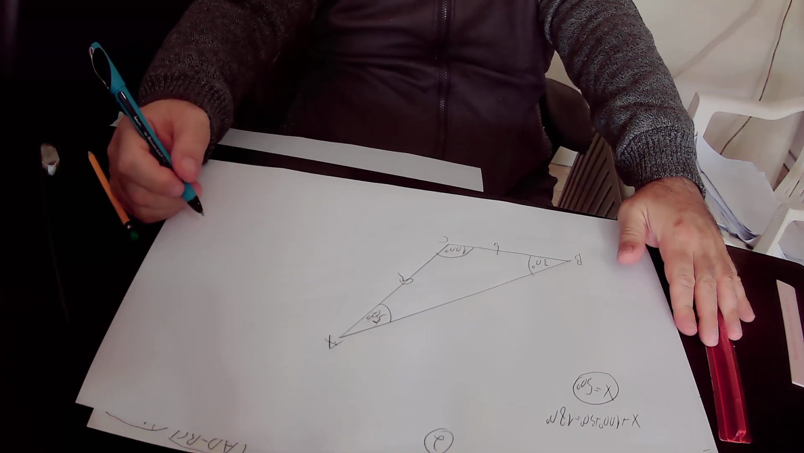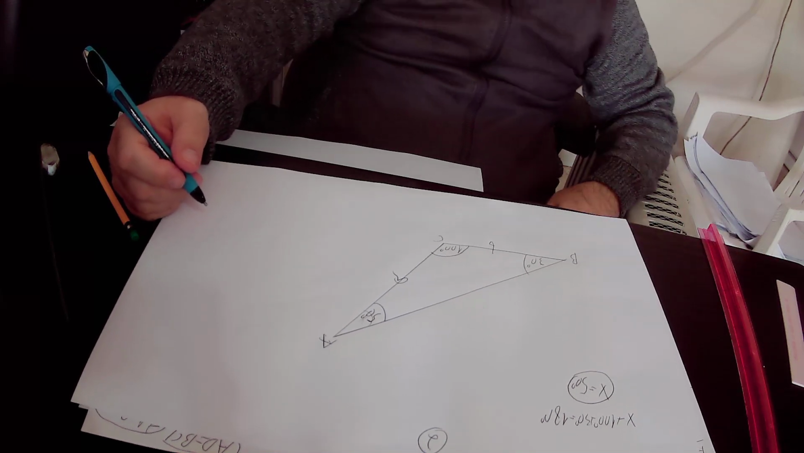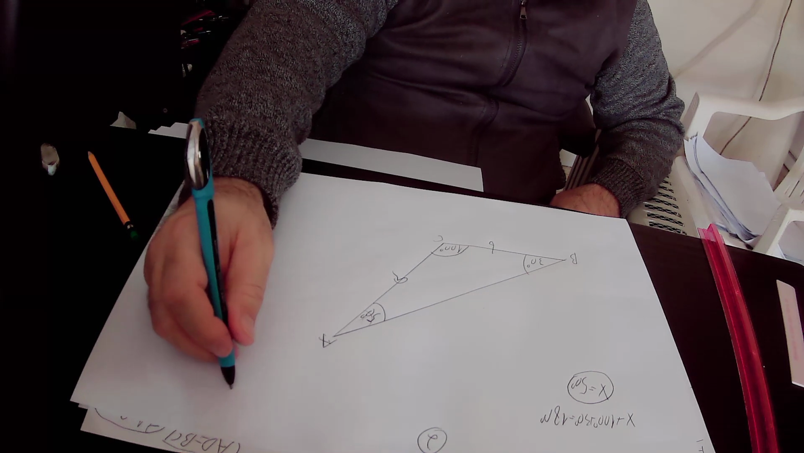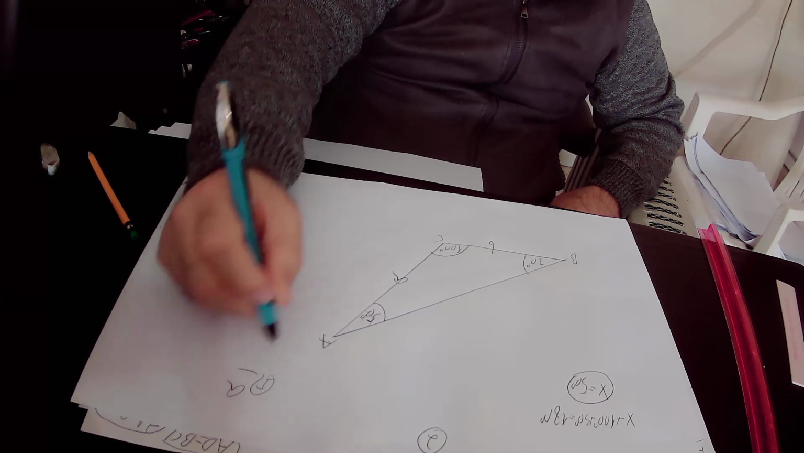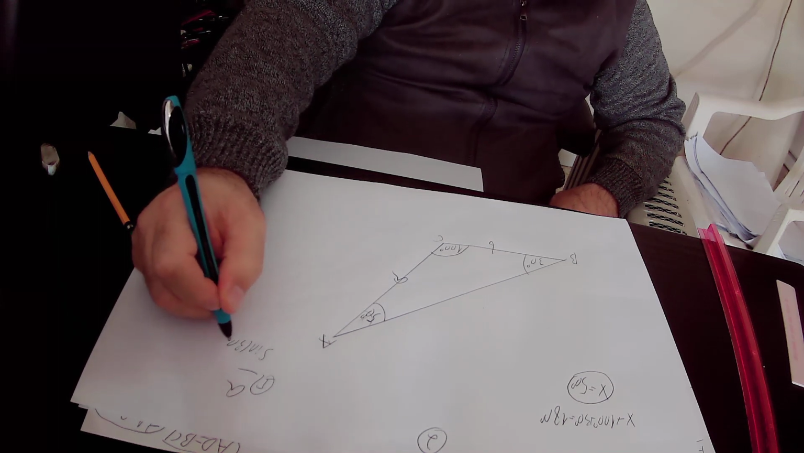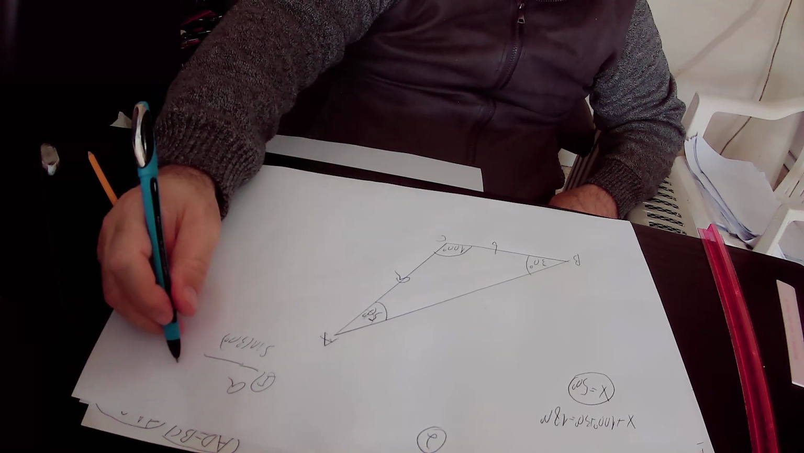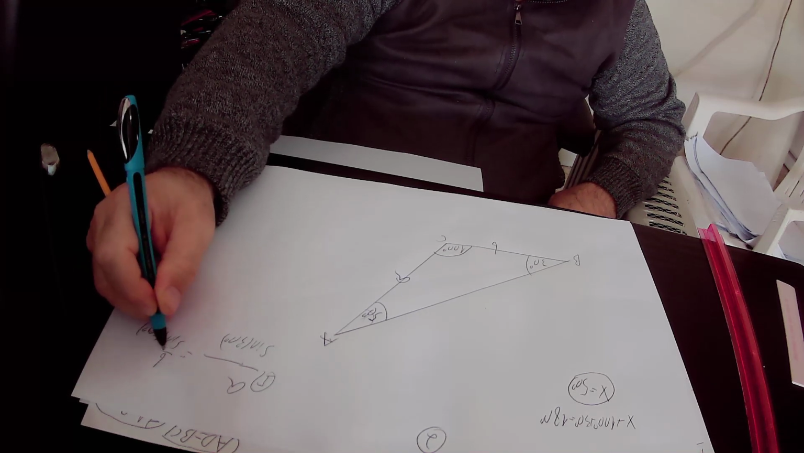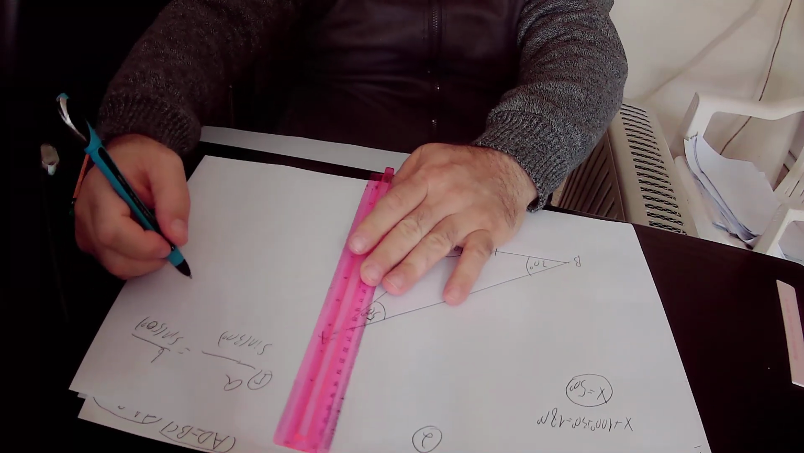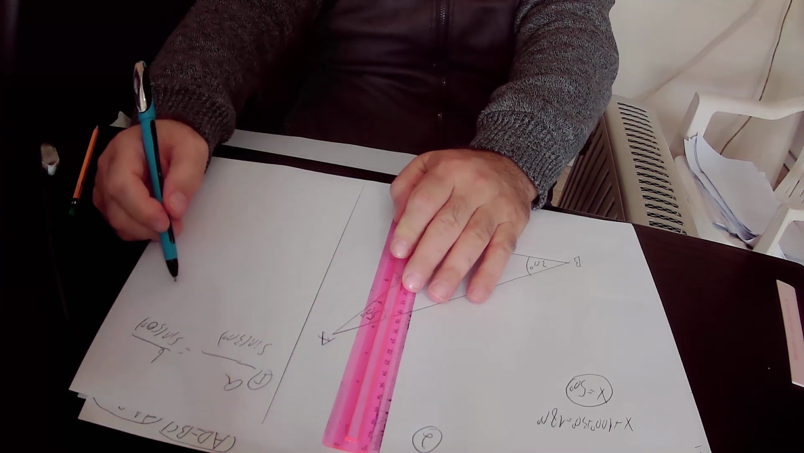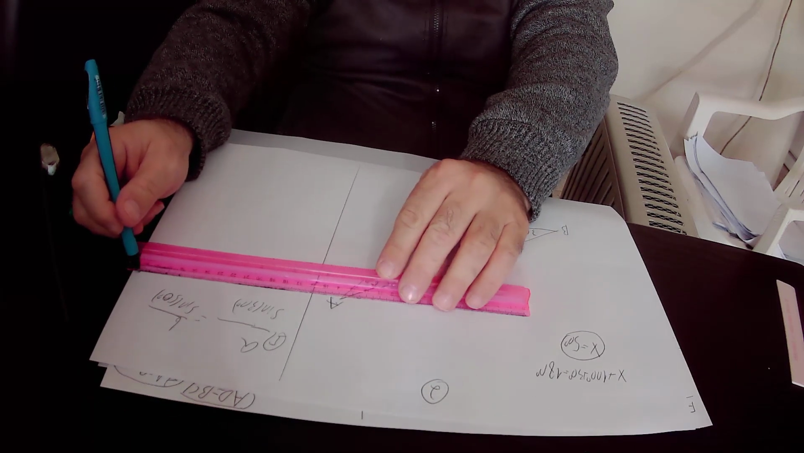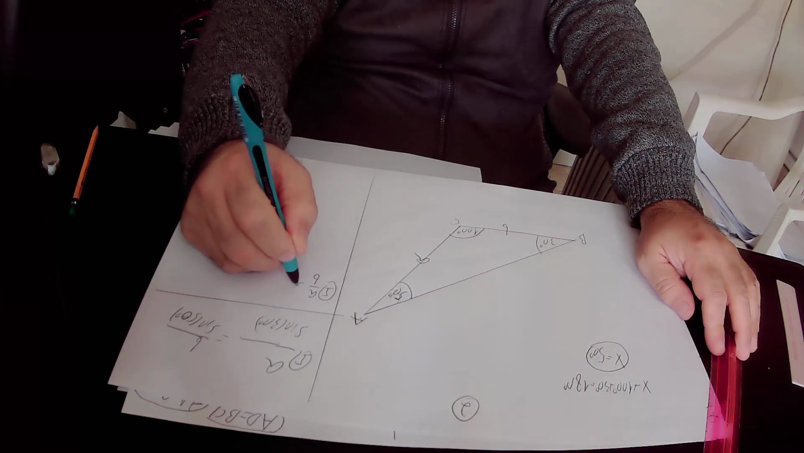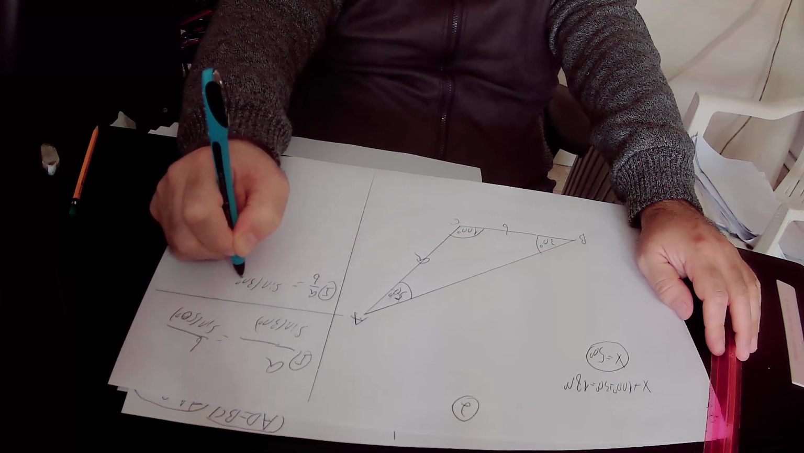In the next step, we will implement the law of sines in triangle ABC. According to the law of sines, we get that A over sine 30 degrees equals B over sine 50 degrees. So here we will divide equation number 1 by B, and then multiply it by sine 30 degrees. And we will get that, according to equation number 1, A over B equals sine 30 degrees over sine 50 degrees.